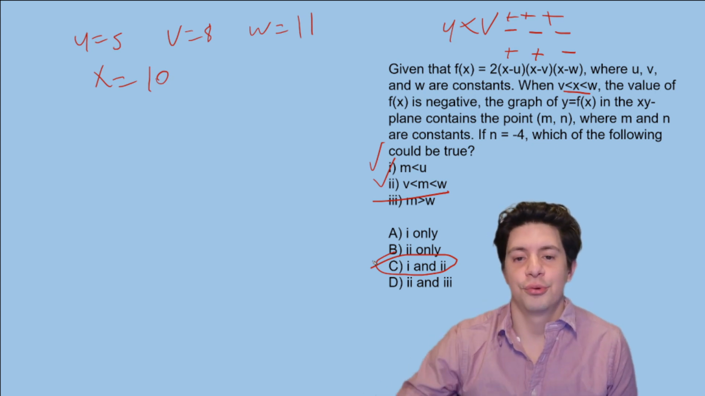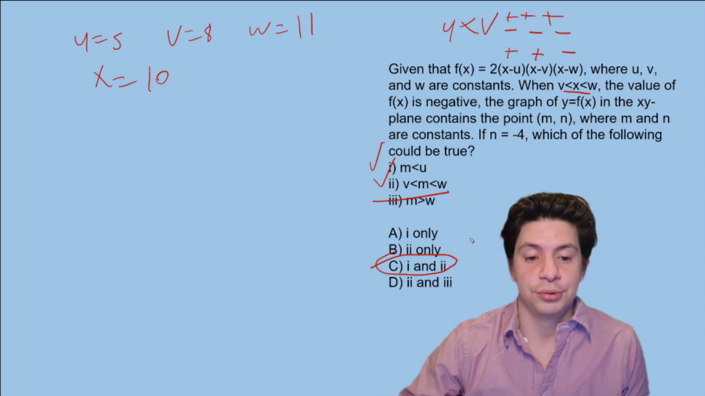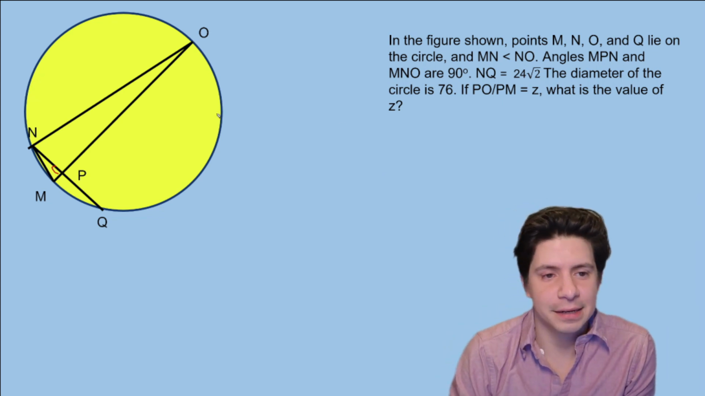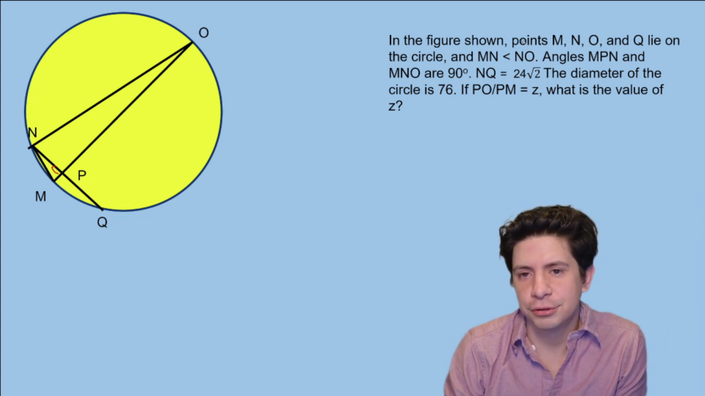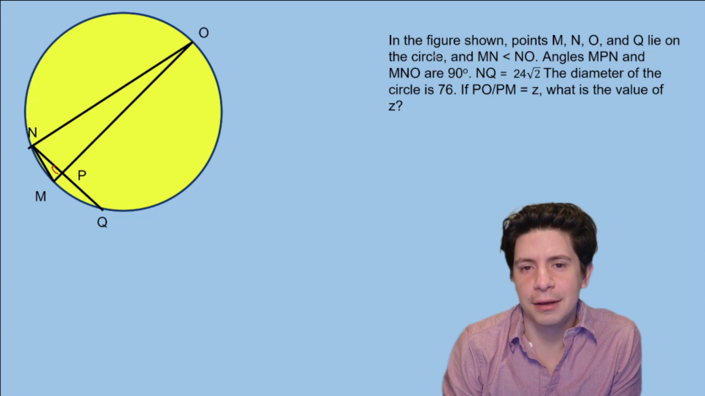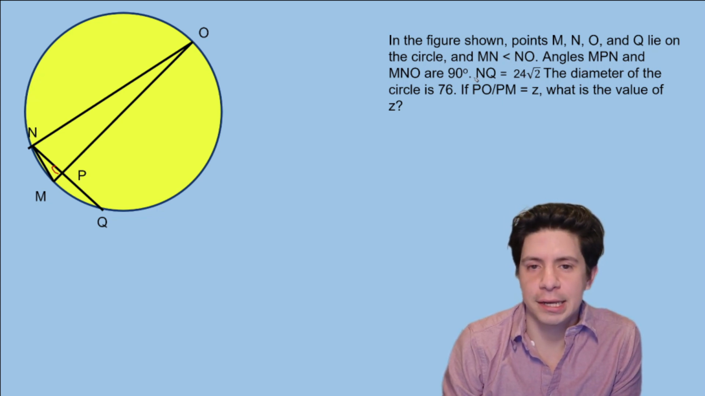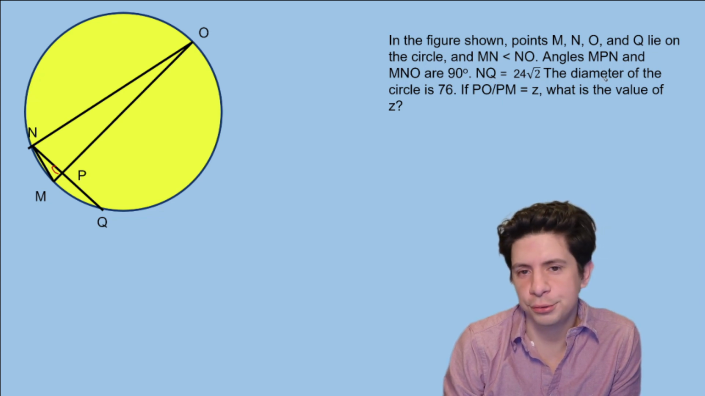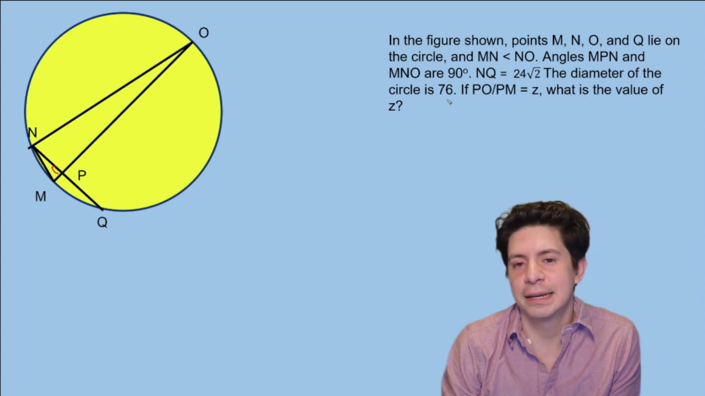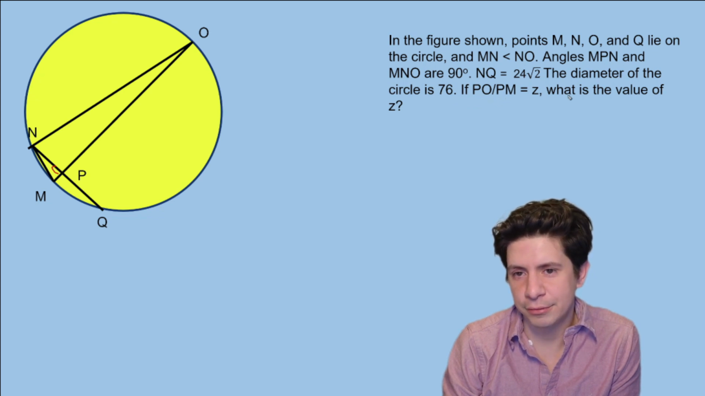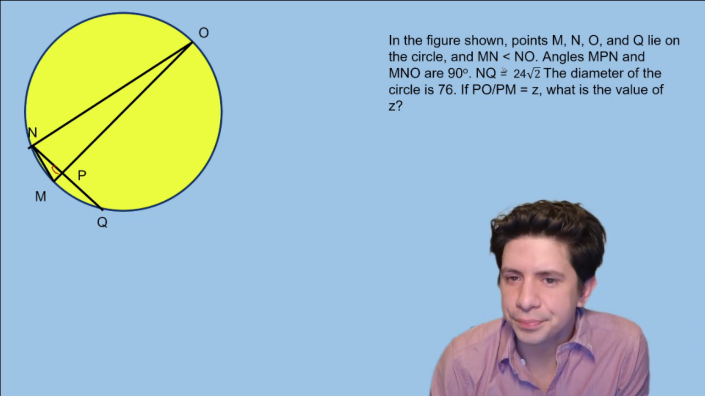All right, so let's go on to the next one. This one I feel very confident about again. So we have, in the figure shown, points M, N, O, and Q lie on the circle, where MN is less than NO. Angles MPN and MNO are 90 degrees. NQ equals 24 root 2. The diameter of the circle is 76. If PO over PM equals Z, what is the value of Z?